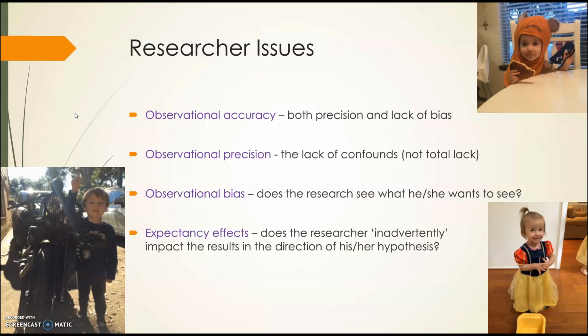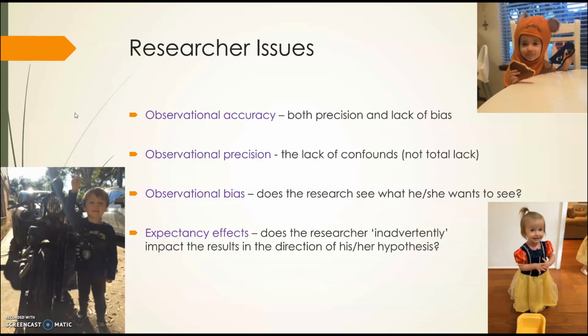Observational bias. This is super important. Do researchers see what they want to see, right? For example, if you were a heterosexual observer and were kind of closed-minded to homosexual relationships, you might say, oh, well, those two men or those two women, they don't love each other. That's not really love. I observed it. It's not really love, right? In that case, are you just confirming what your bias already predicts?